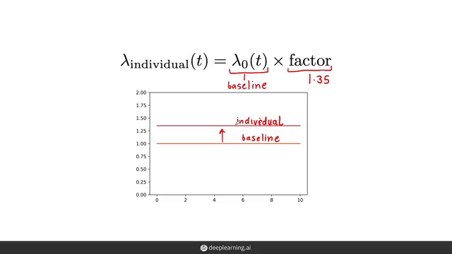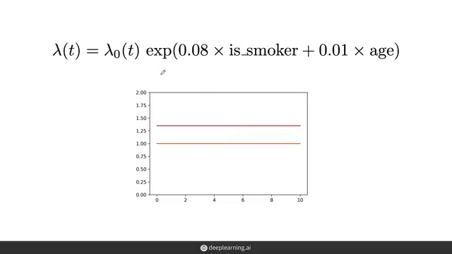And why is this individual? The reason this is individual is because our factor is going to be determined by a patient's variables. So here the patient variables that we're going to use are going to be whether the patient is a smoker and what their age is.